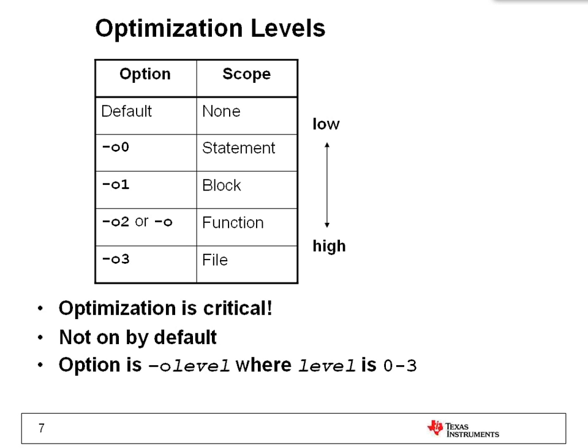Optimization is critical, of course, if performance is something you care about. A particular point worth making is on C6000, the optimization that's most important of all is called software pipelining, and you don't even get any software pipelining unless you build it at least -O2.